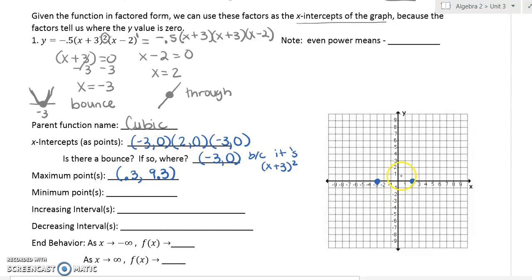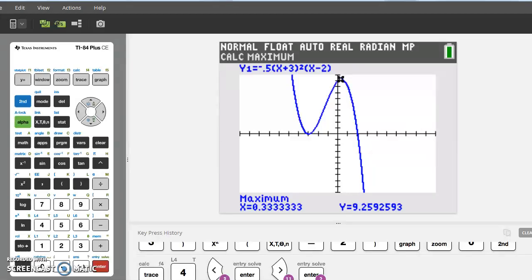So we're going to plot that point, 0.3, 9.3. So here is the maximum. All right, so let's look at the minimum. Minimum looks like it's here. It almost looks like the x-intercept, but I want to check it. So I'm going to do second trace minimum, which is number 3.